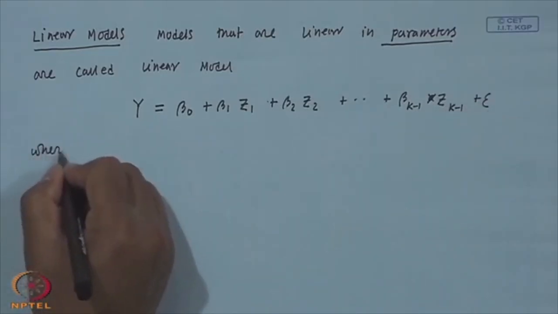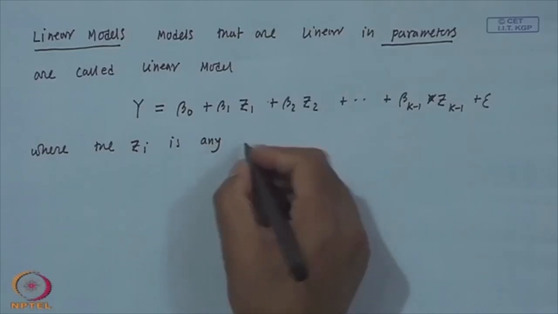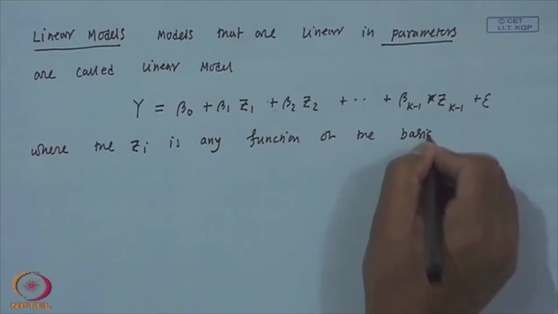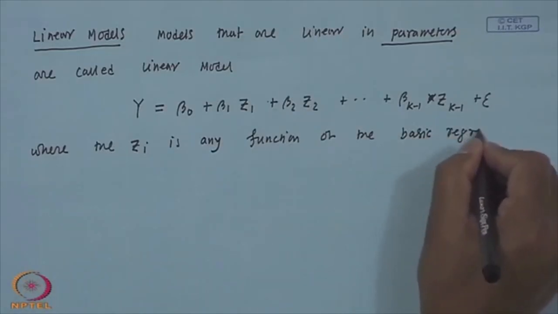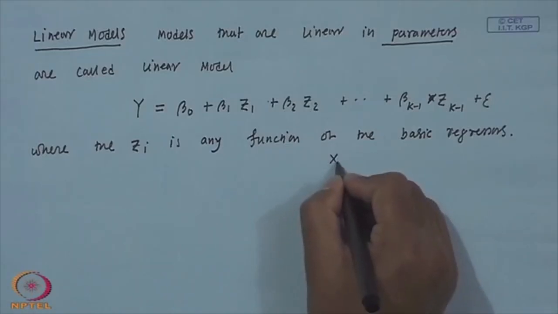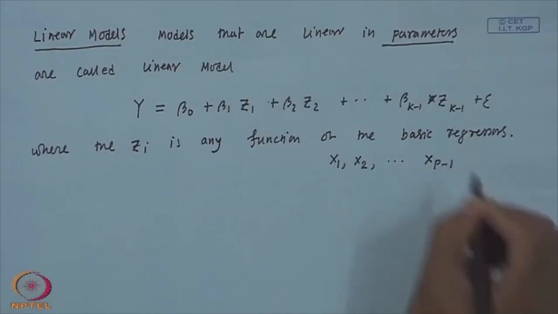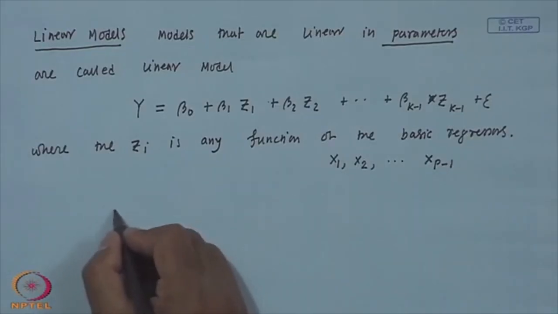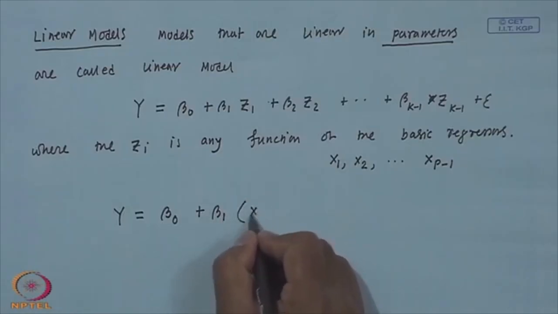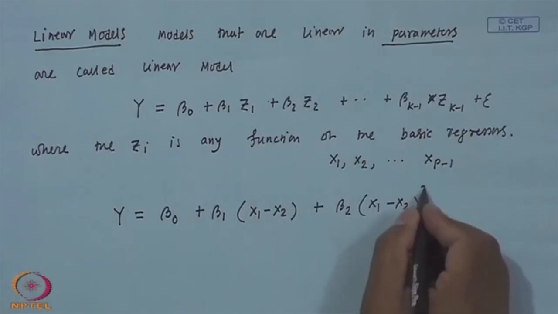Okay. So, where the z i is any function of the basic regressor variables, basic regressors. So, what I mean by this, say the basic regressors are say x 1, x 2, up to x p minus 1. Okay. Then y equal to say beta naught plus beta 1 into x 1 minus x 2 plus beta 2 x 1 minus x 2 square plus epsilon.